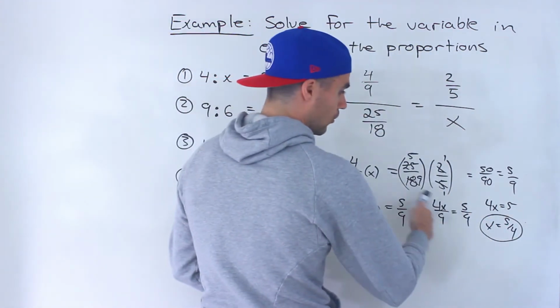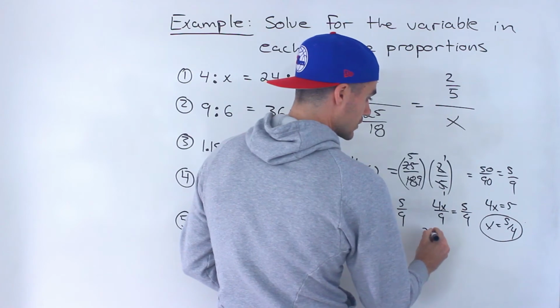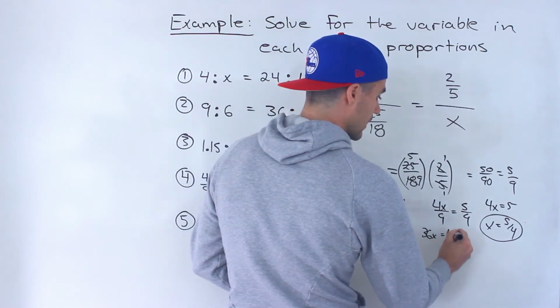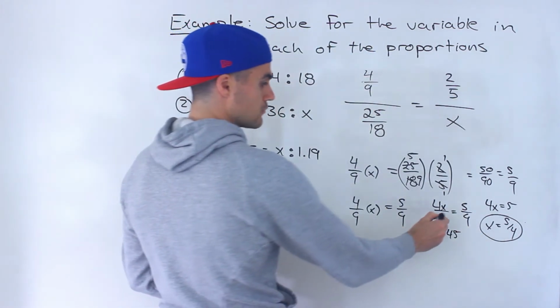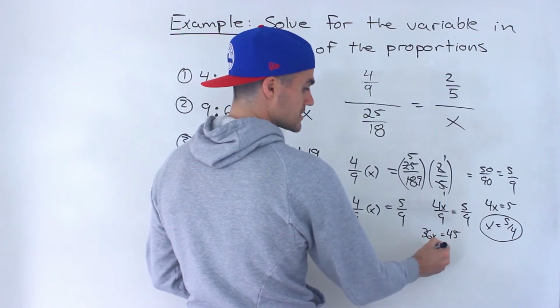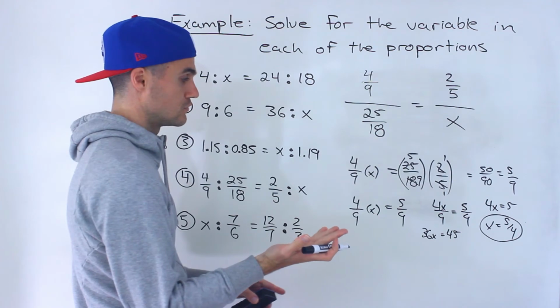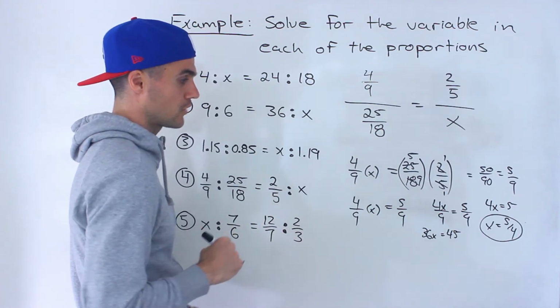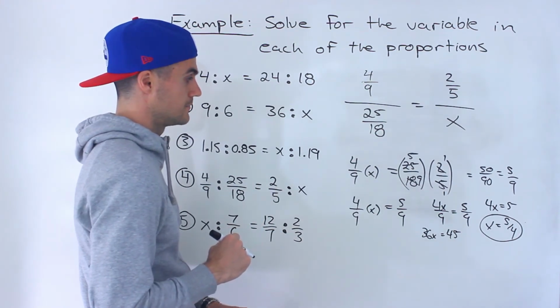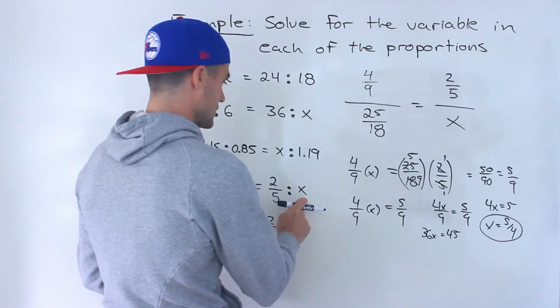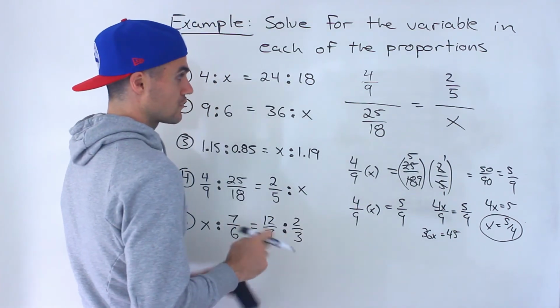But if you went through the whole process, so if you had like 36x equals 45, right? If we cross multiply, divide both sides by 36, 45 over 36 simplifies to 5 over 4 if we divide both the numerator and denominator by 9. Right? So the answer to number 4 is 5 over 4.